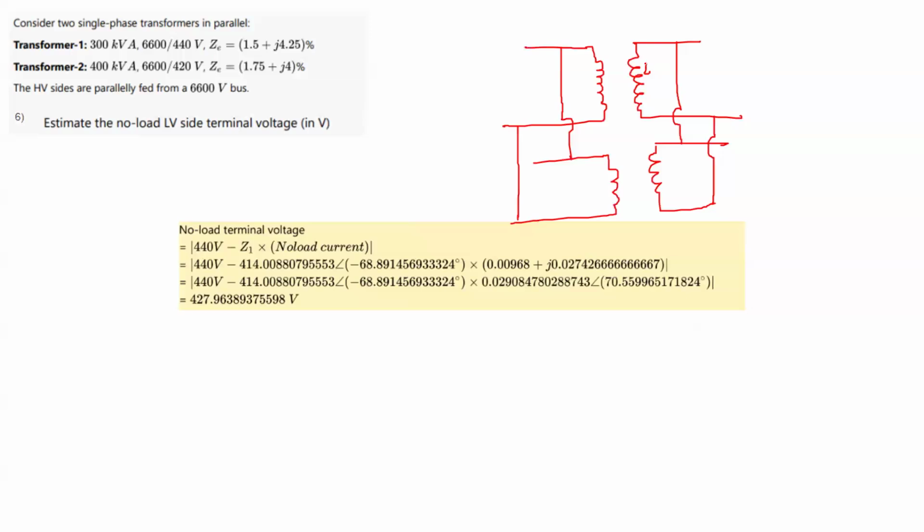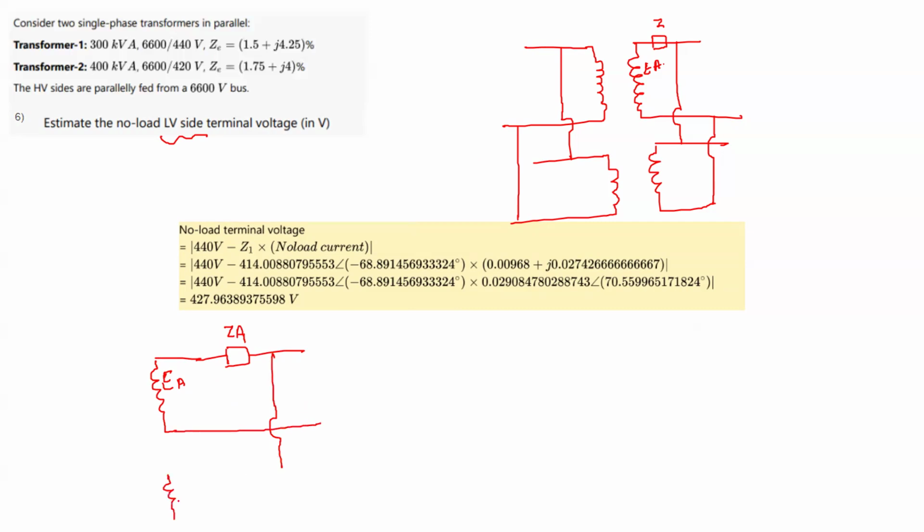Now here this is EA. Let me draw the secondary side very carefully. So you have EA, because we have to find the LV side or secondary side terminal voltage. This is ZA. Then we have the circulating current paralleling cable, in which the circulating current is there.